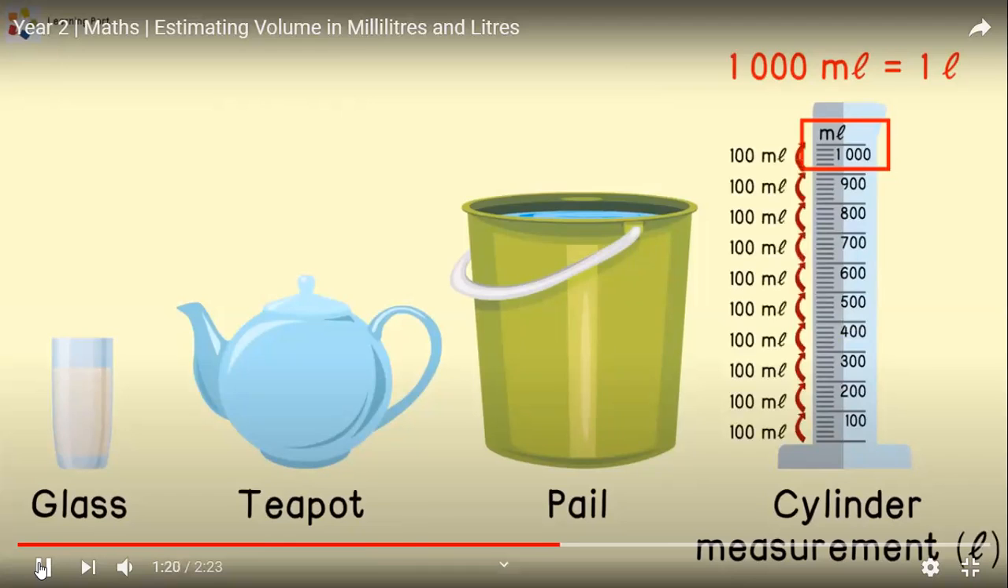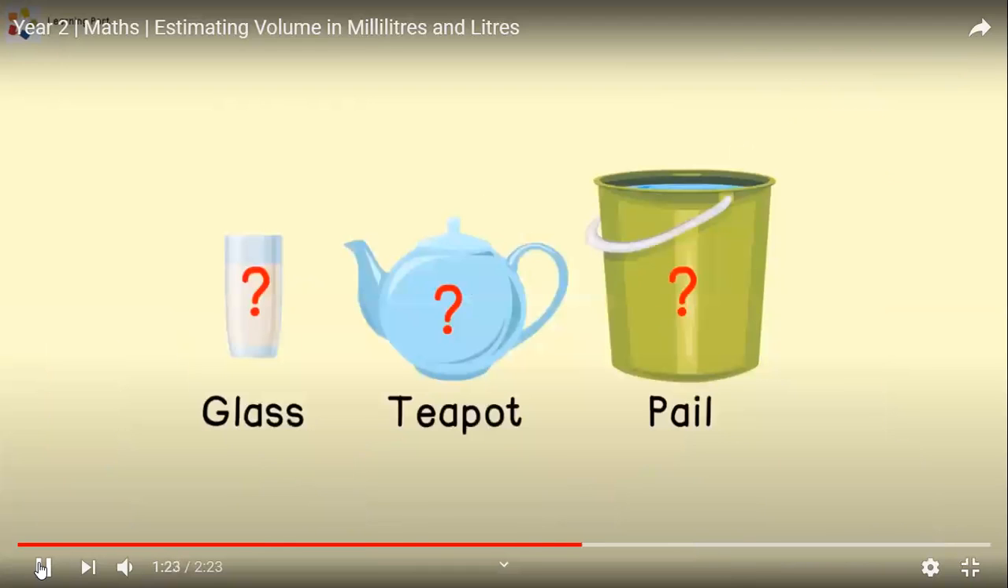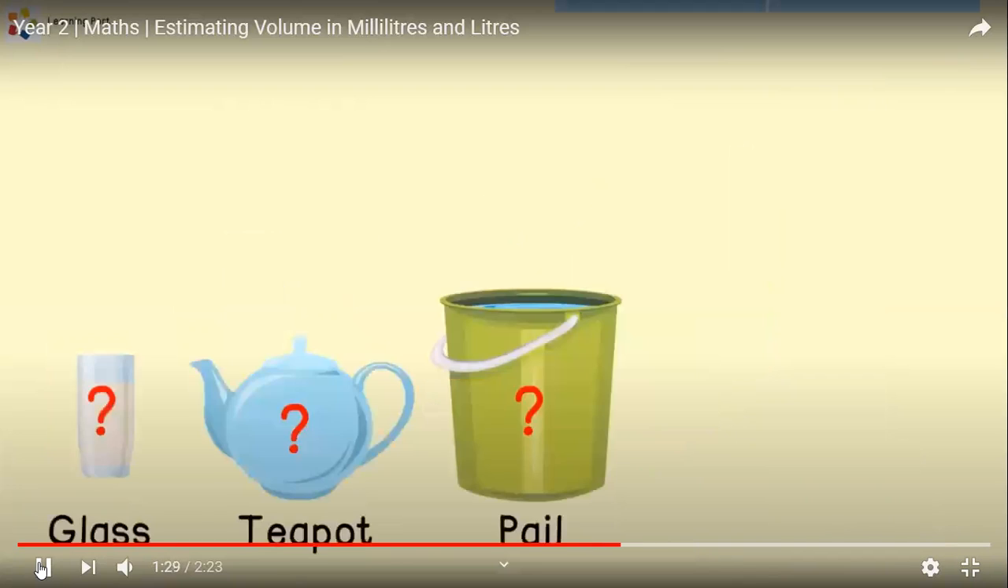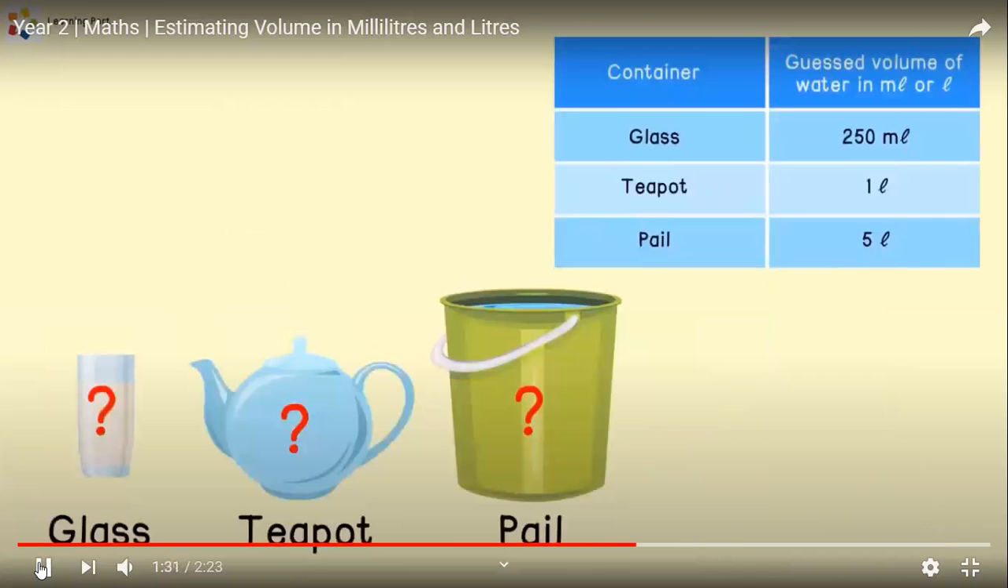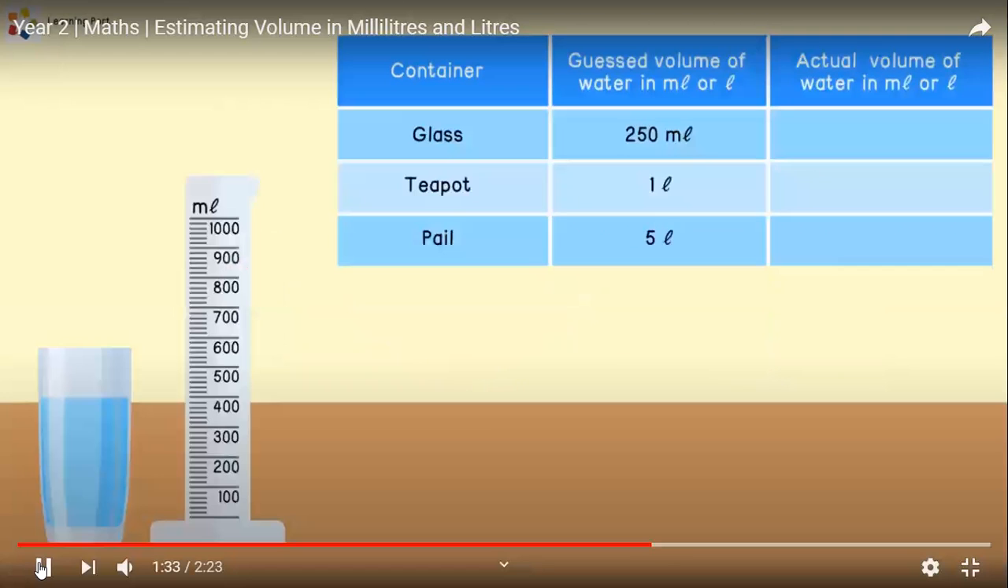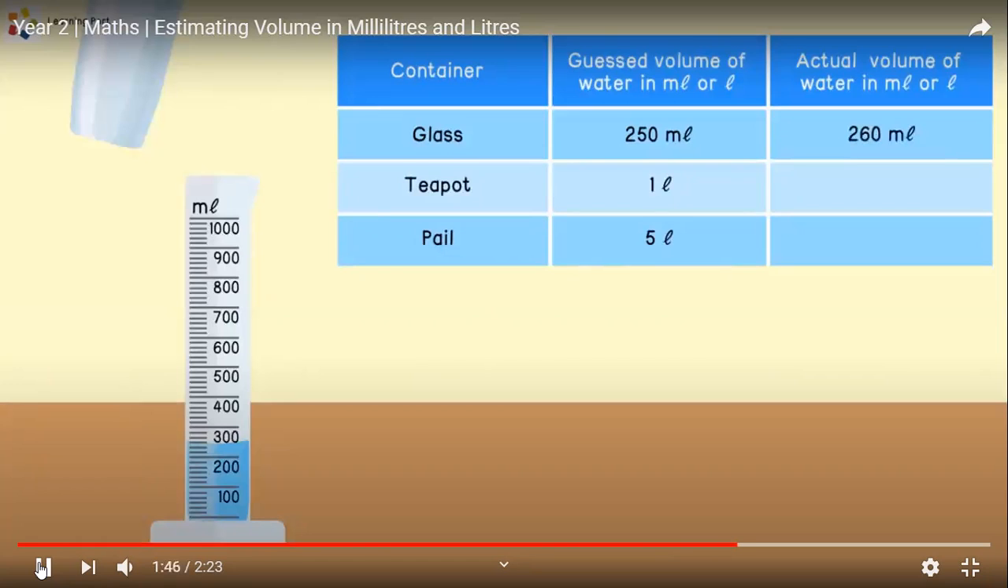Fill the glass, teapot, and the pail with water. Can you guess how much water is in each pot? Let's write Zara's guesses in a table. Now let's measure the water in each pot one by one with the measuring cylinder. The glass contains 260 milliliters of water. This is close to her guess of 250 milliliters.